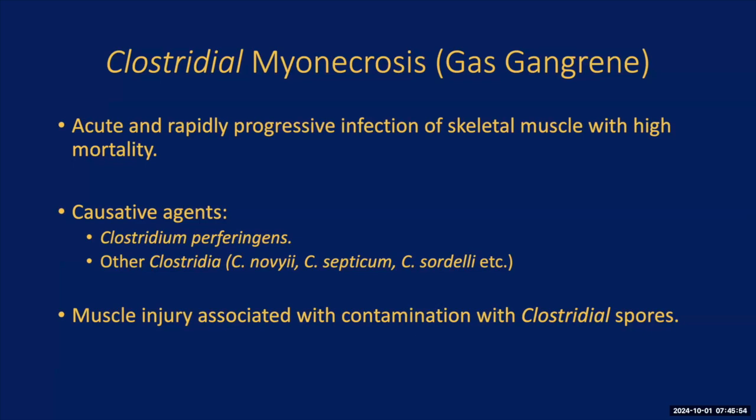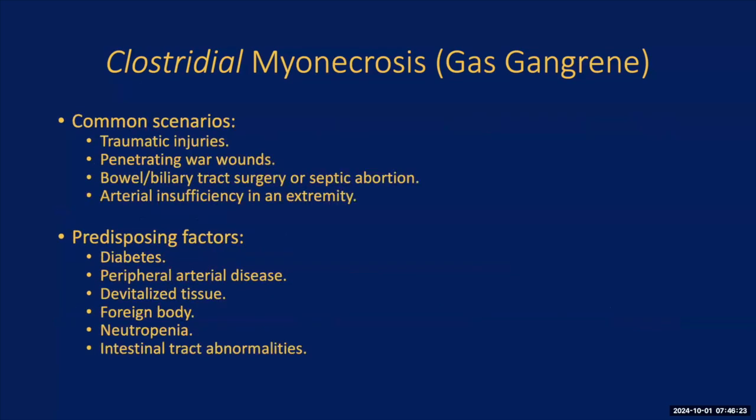And typically this infection is in the extremities. However, other areas may be involved, such as the bowel and biliary tree. The female urogenital system may sometimes be involved as well, with non-sterile abortions and deliveries. This infection is associated with Clostridial spores. So common scenarios include traumatic injuries, penetrating injuries during wars, bowel and biliary tract surgery, septic abortions, and arterial insufficiency.